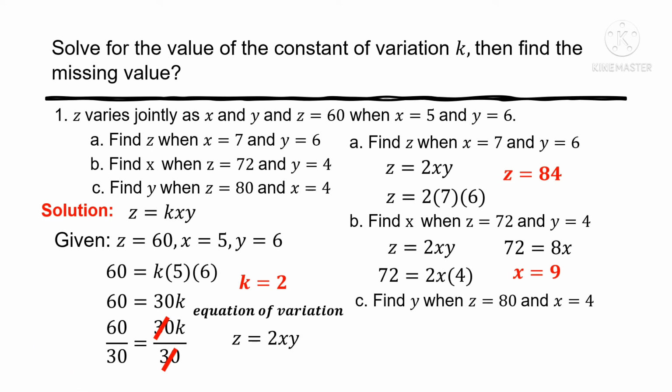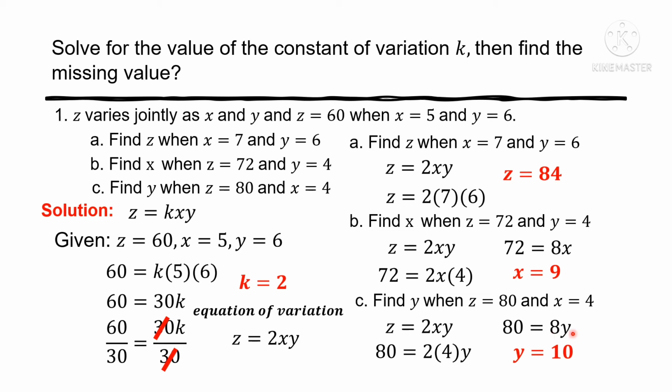So how about letter C? Ang letter C, we're looking for the value of y when z equals 80 and x is equal to 4. So, ganito, ito pa rin na equation or formula ang gagamitin natin, z equals 2xy. So, we have 80 equals 2 times 4 times y. 2 times 4 times y is 8y. Then, divide both sides by 8. So, the answer is y equals 10.